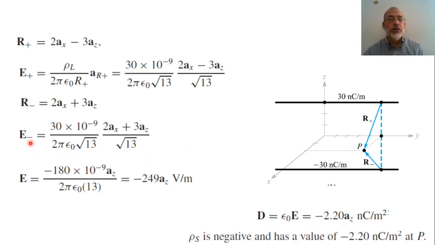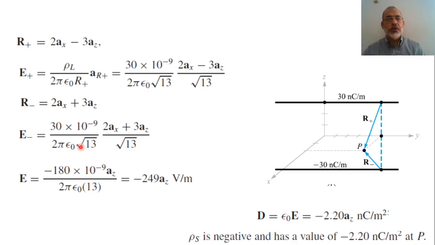So E minus would be rho L. I think that this should be negative, because rho L here is negative 30 nanocoulomb. So please check this. Okay. So rho L over 2 pi epsilon r minus. Okay.